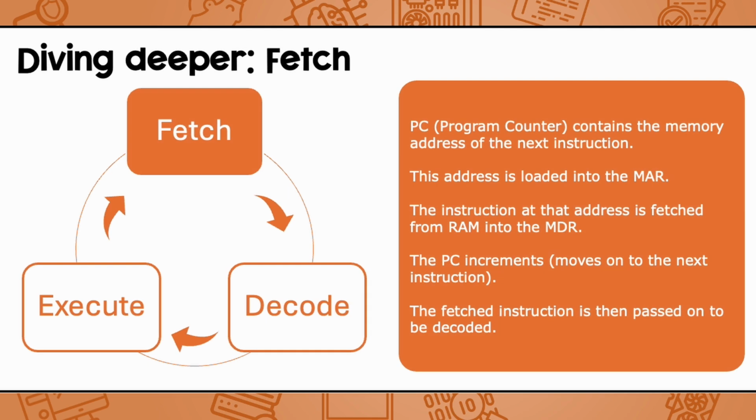First up, we fetch the next instruction. So the program counter sends the address of this instruction to the memory address register. The CPU then retrieves the instruction from main memory, from RAM, and loads it into the memory data register. The program counter is then incremented to point to the next instruction.